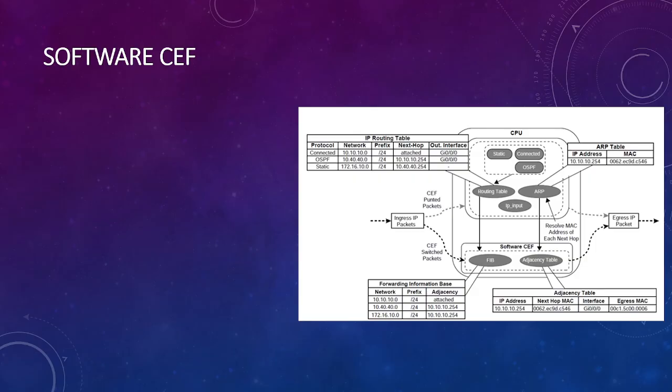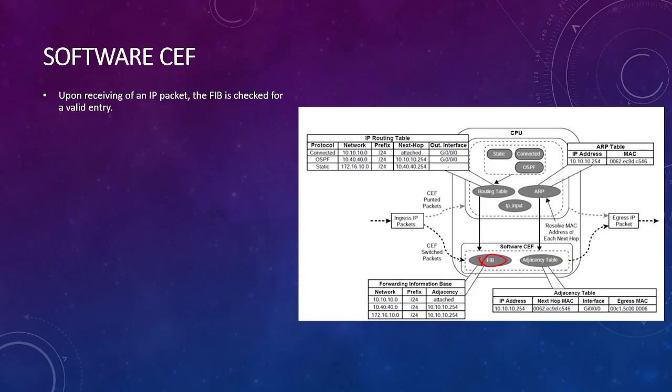Okay, let's discuss how software CEF works. We discussed software switching and CEF, and now let's see how software CEF works. Upon receiving an IP packet, the FIB is checked for a valid entry, right? Once I receive an ingress packet, what does it have to do? In CEF itself, there are two tables.